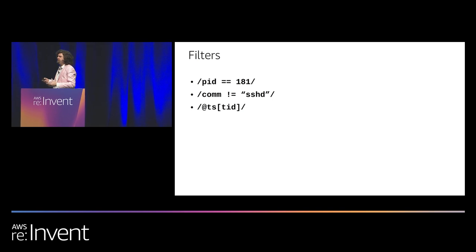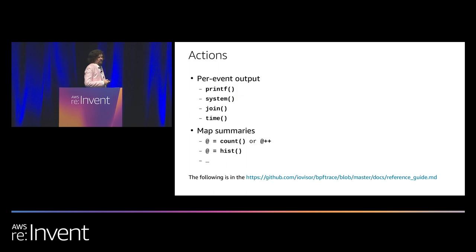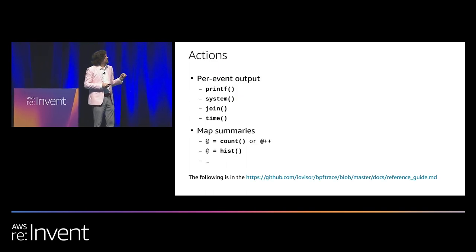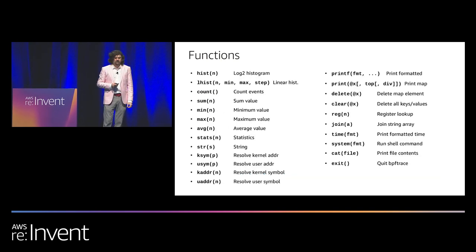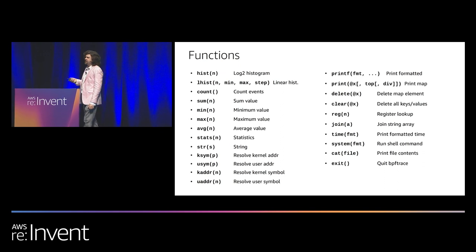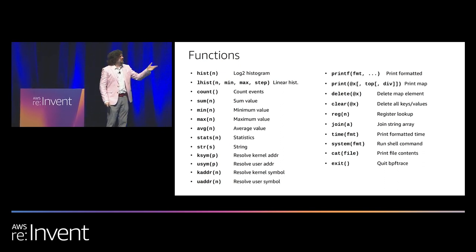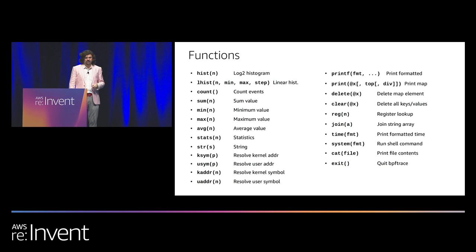Filters should be straightforward. I can match on this particular process or process name or whatever. When events fire, I can print things out. If I want a log of events, I could do summaries like histograms or counts. All of these are in the public BPF trace reference guide, but there's lots of functions. So linear histograms, min, max, average, statistics, and various other things we can do in those programs.